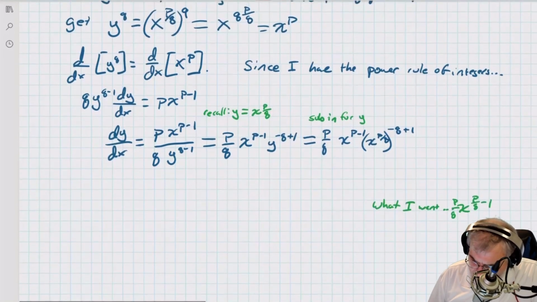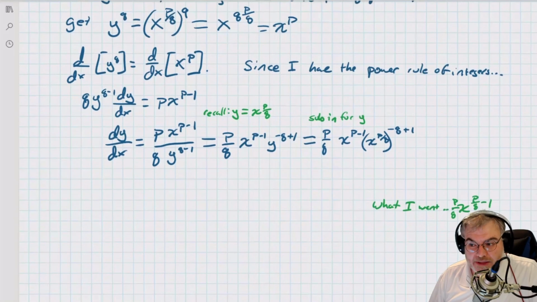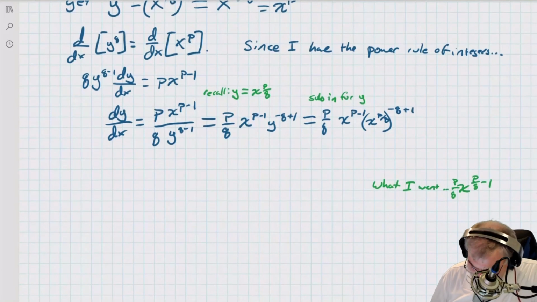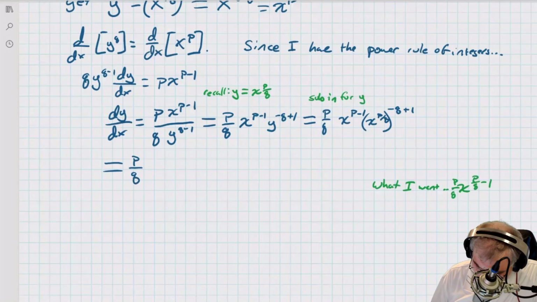And now when I do this, I'm going to remember this time to distribute both terms, which I didn't do last time, like an idiot. And what I'm going to get is p over q, x to the p minus 1. We're just going to leave you there. I'm going to pull this exponent into the front since I'm multiplying. I'm going to get x to the p over q times negative q plus 1.